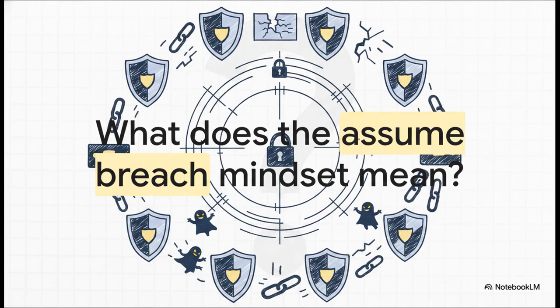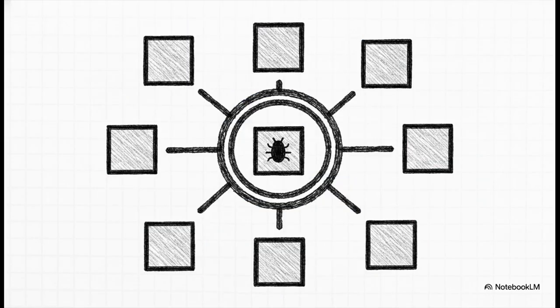And our final question, what exactly does the assume breach mindset mean? A, assume security is futile, B, design as if attackers are already inside, or C, assume developers will introduce vulnerabilities. Remember that crucial philosophical shift we talked about earlier? The answer is B, design systems as if attackers are already inside. Embracing this specific mindset is exactly what drives the implementation of things like network segmentation, least privilege, and continuous monitoring.